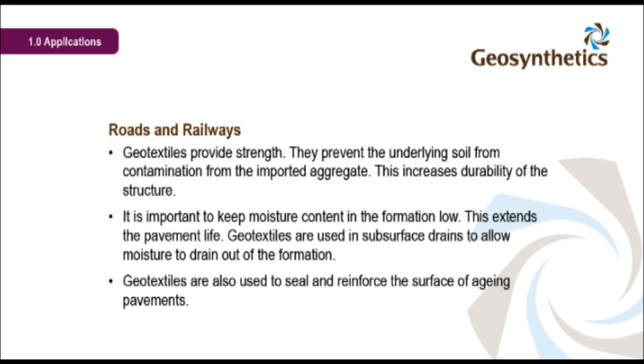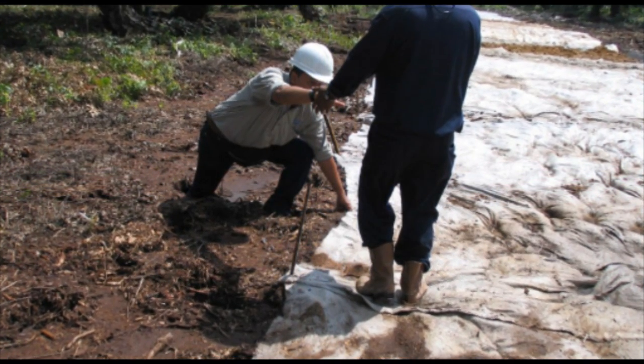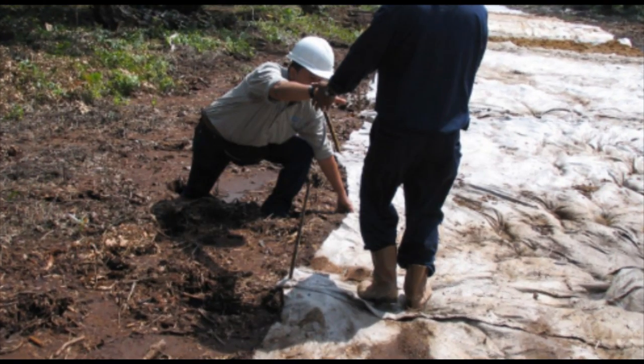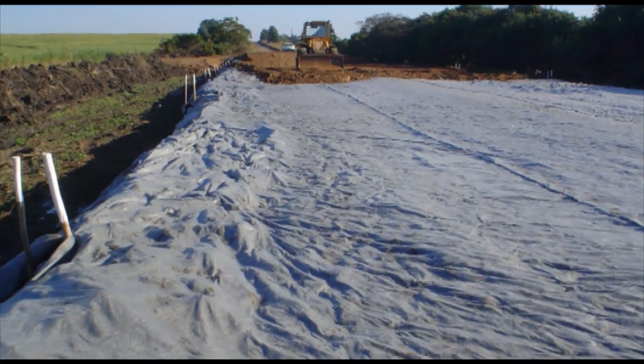It is important to keep moisture content in the formation low. This extends the pavement life. Geotextiles are used in subsurface drains to allow moisture to drain out of the formation. Geotextiles are also used to seal and reinforce the surface of aging pavements. Geotextiles can make a big difference when working on weak soils. The classic use of a geotextile is at the base of a road formation.